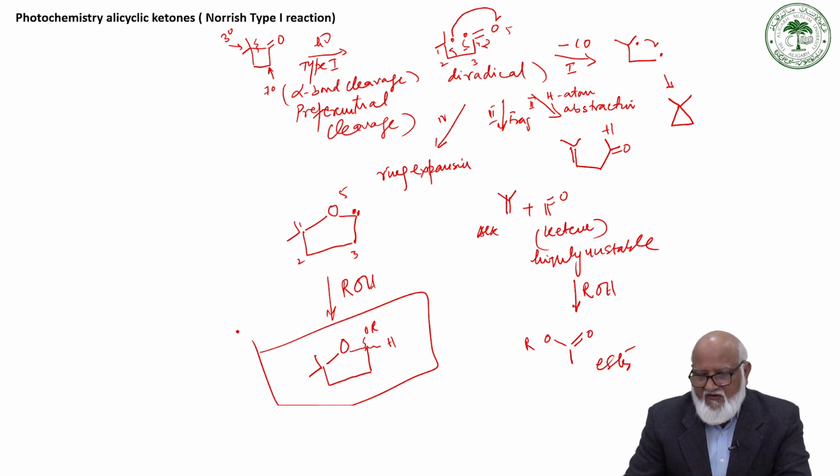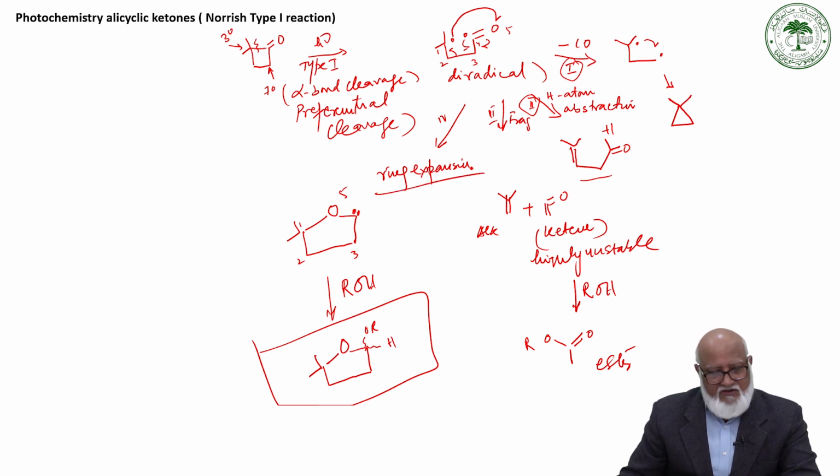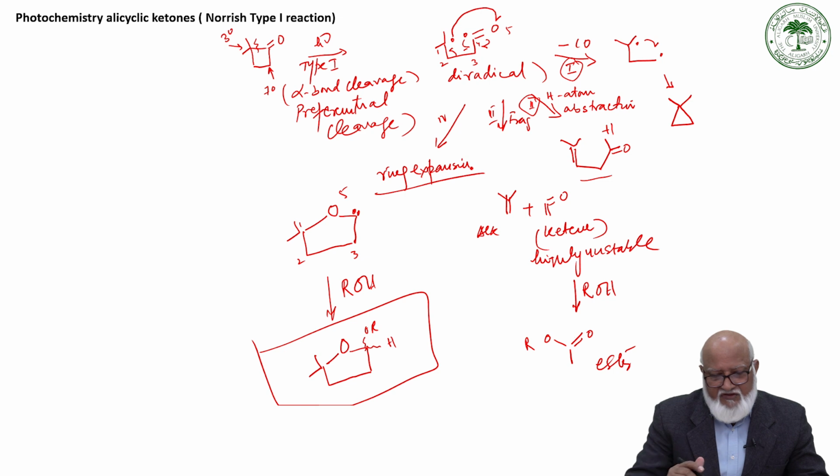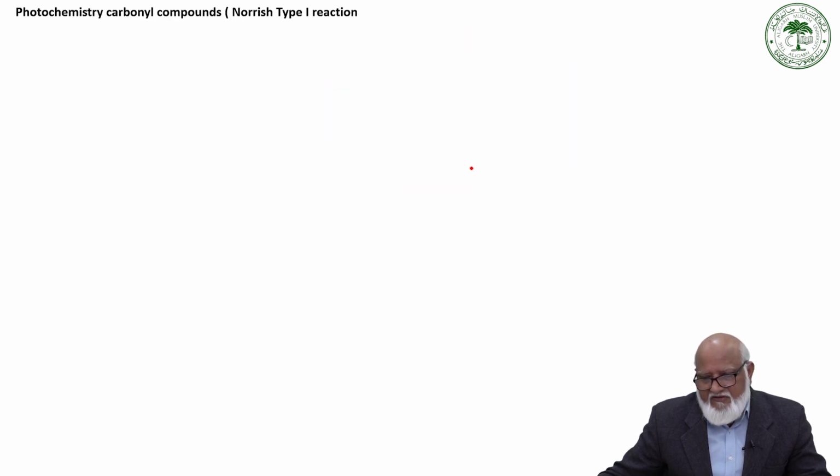So these are the different pathways open. One, decarbonylation. Second, hydrogen abstraction to give an enal. Third, fragmentation to give ketene, and fourth, the ring expansion product. Now, as we have seen, the alpha cleavage is preferential, and hence there is a problem, right?